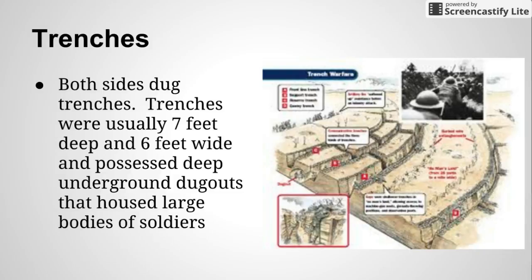And they had underground dugouts where soldiers would sleep. They would get out of the way of the soldiers walking through the trenches, so they would dig into the sides of the walls. And this is where the soldiers lived during World War I. They ate, slept, did everything in the trenches.